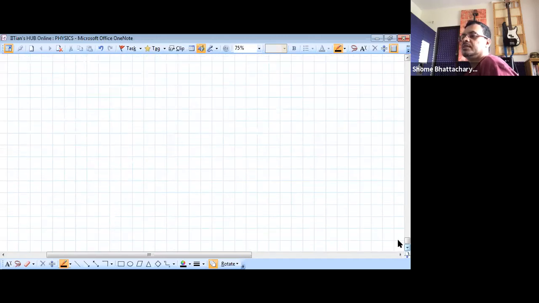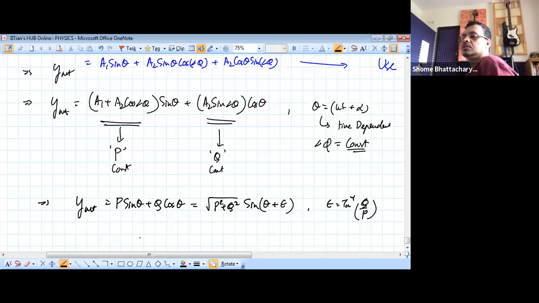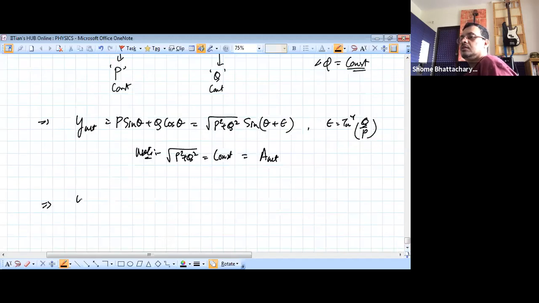So this becomes a familiar trigonometric equation that y net is P sine theta plus Q cos theta, which is square root of P square plus Q square sine of theta plus, let's say, epsilon, where epsilon is tan inverse of Q by P. Now this term, square root of P square plus Q square, is a constant because P and Q are constants. So that is becoming a net amplitude. So a net disturbance at that general point is becoming some net amplitude into sine of theta, which was omega t plus alpha, plus epsilon.